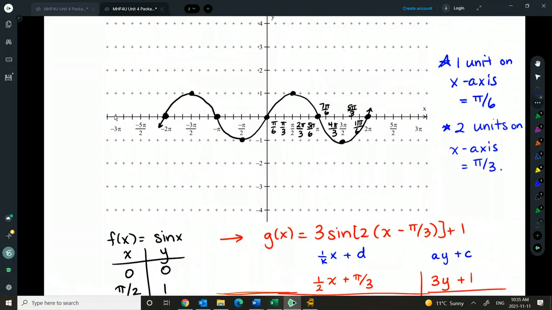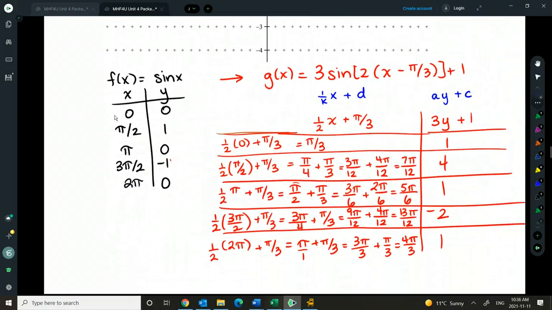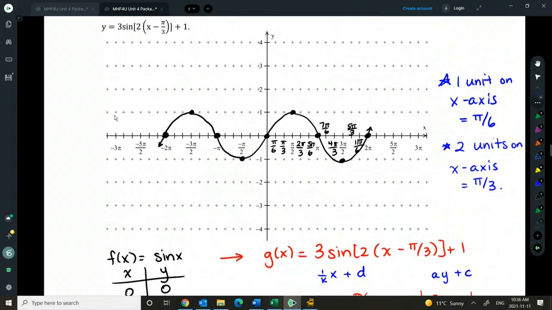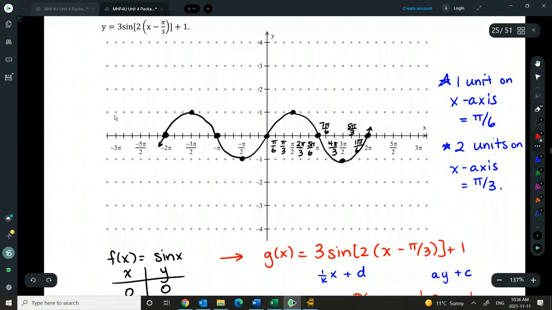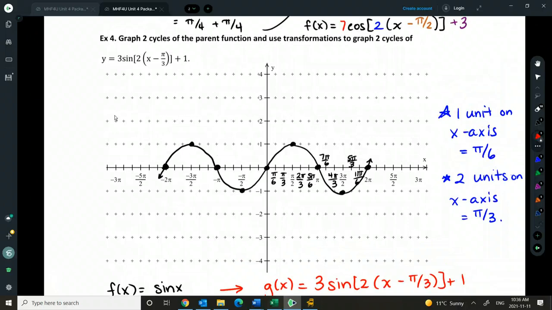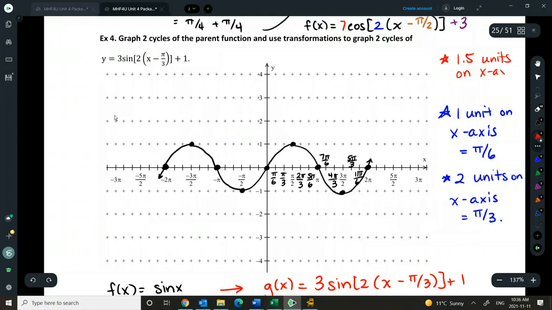What would be pi over 4 if I needed it? I don't have any pi over 4s here, but if I needed pi over 4, what would that be? Yeah, it's like 1.5. That's like pi over 4. It would be like 1.5 units on the x-axis. Not useful for this question, but maybe useful for other questions that have the same scale. So 1.5 units on the x-axis is pi over 4.